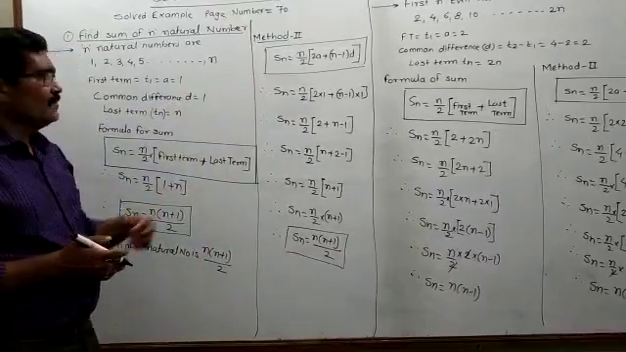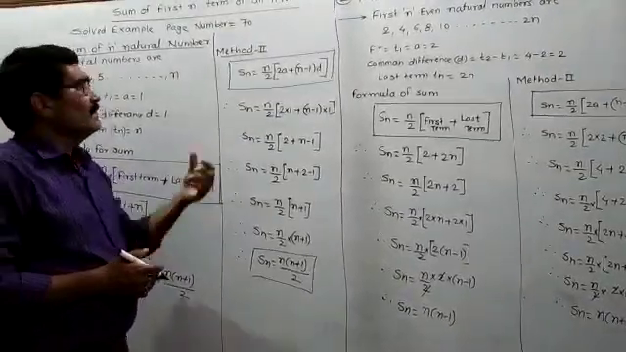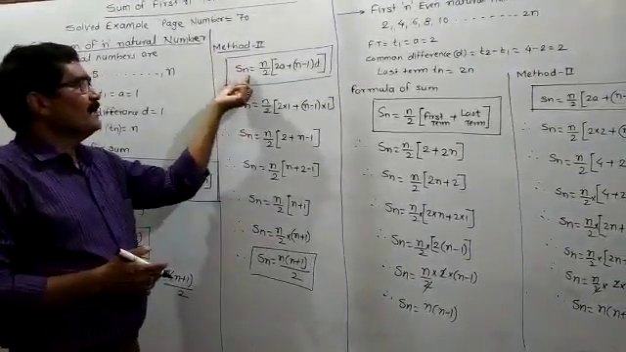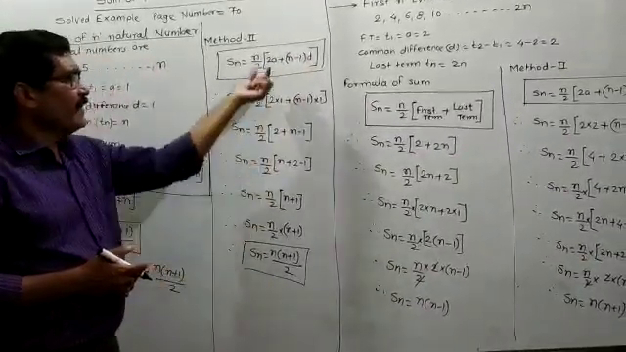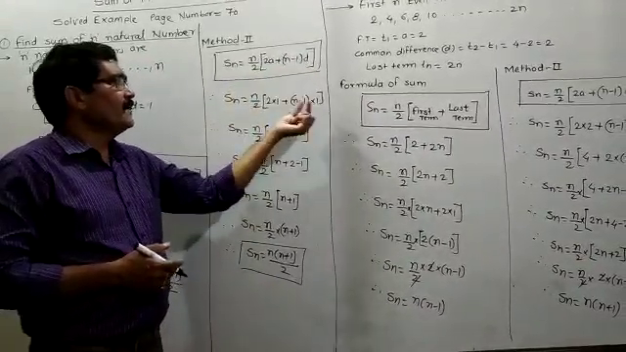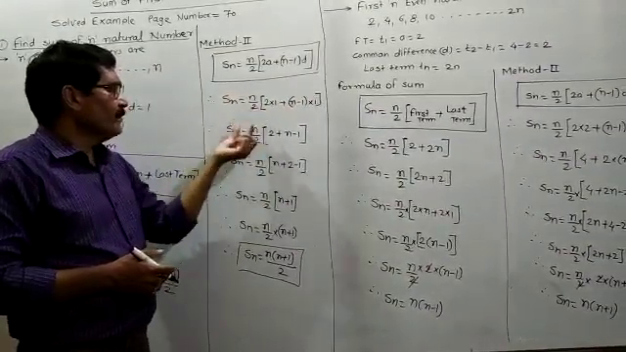This is one of the formulas. By another formula, the same answer has to come, so I will solve this example by another method also. This formula is Sn is equal to n upon 2, bracket 2a plus n minus 1 into d. The value of a is 1, the value of d is 1. So you have to put the values of a and d, and this becomes n upon 2 as it is.